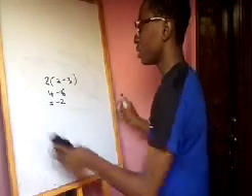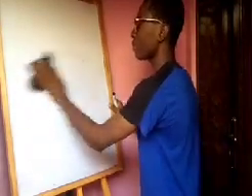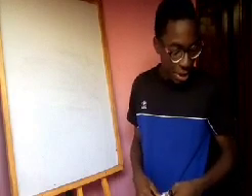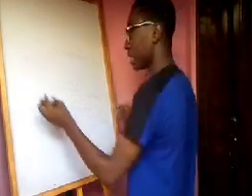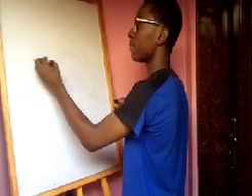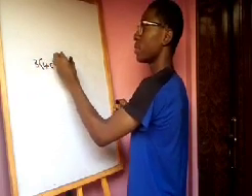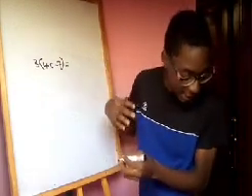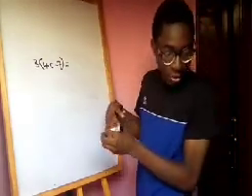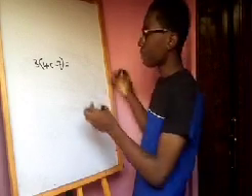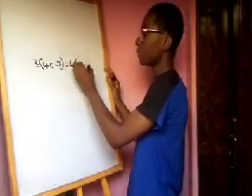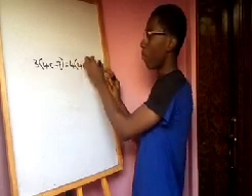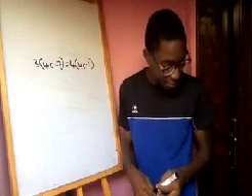Let's solve equations with brackets. I'll give an example. My example here will be 3 open bracket 4c minus 7 close bracket equals 4 open bracket 4c minus 1 close bracket. Okay, good.